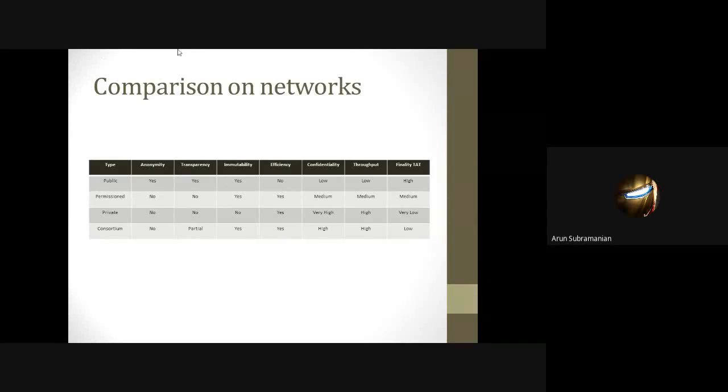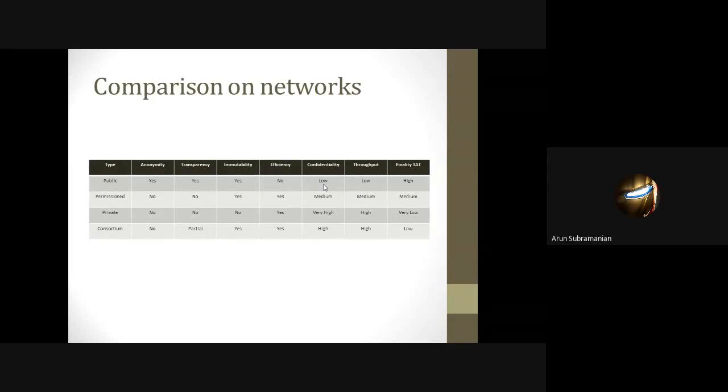So now let's move to confidentiality. Confidentiality is low in public. If you go for a public network, it is very low. And in permission, it's okay. In private, it is very high because it is not interacting with any nodes outside. And in consortium, as I said, a part of the data is shared inside its network, and some of the data is under silos. So it's high.